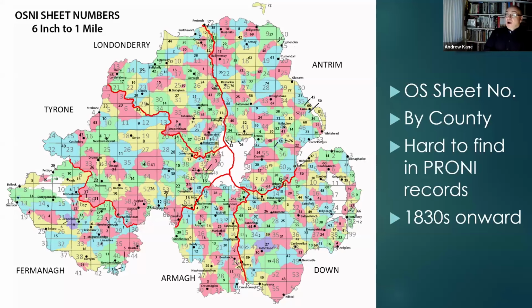Ordnance Survey sheet number. This was always a real bugbear of mine. Whenever you were looking at anything else that was recorded onto the Ordnance Survey sheets, for example all valuation records, tithe records, anything like that that you wanted to look up, you had to know what sheet number your townland or your actual house was on. And there was no easy way to do that.